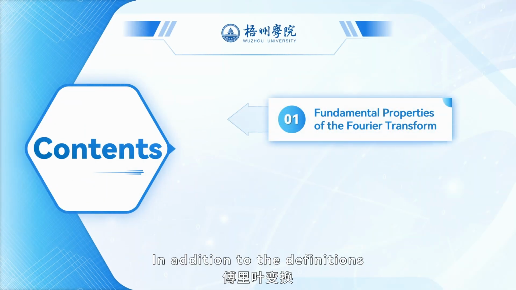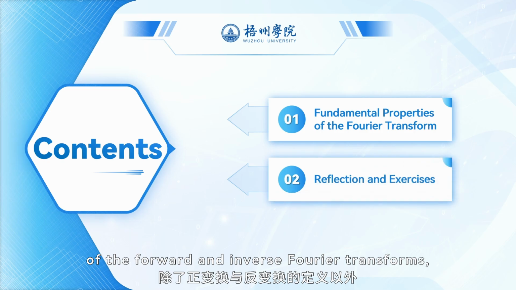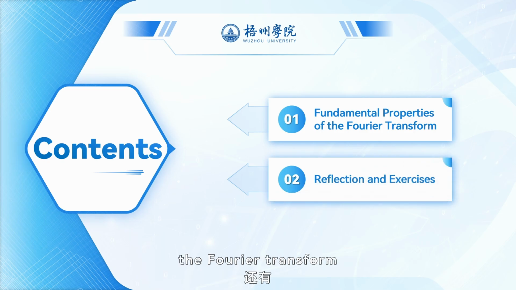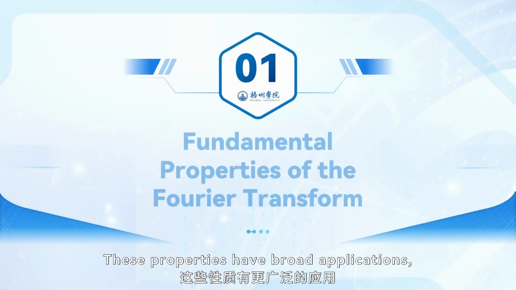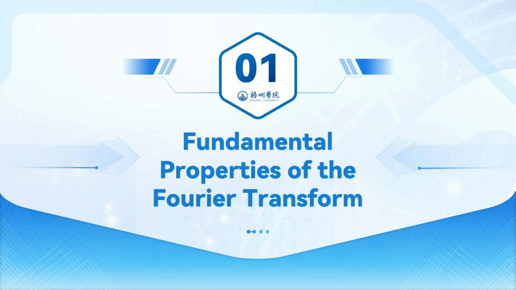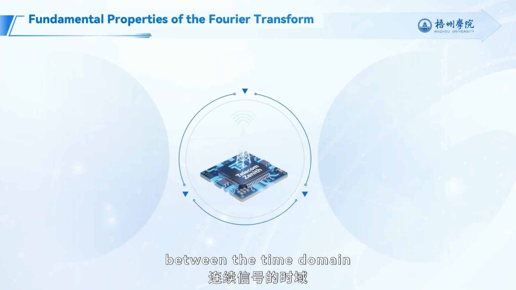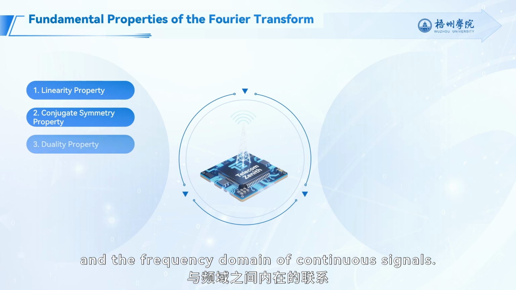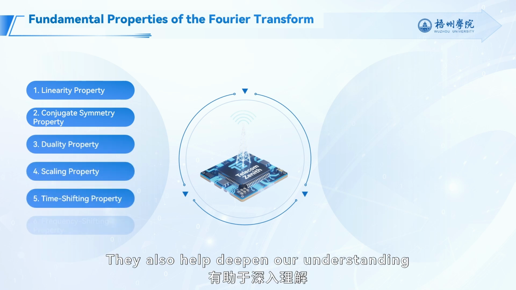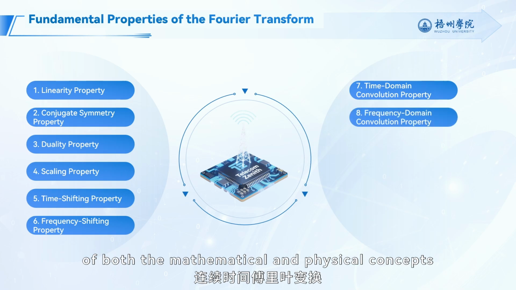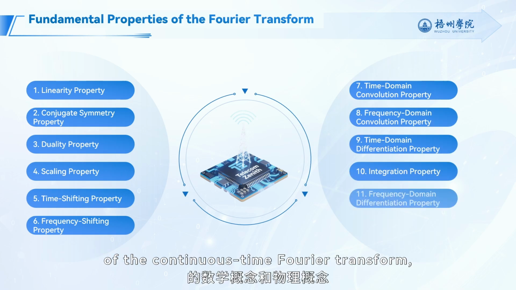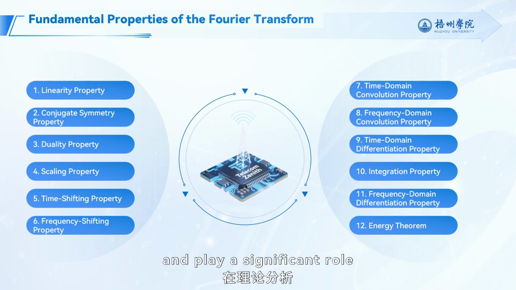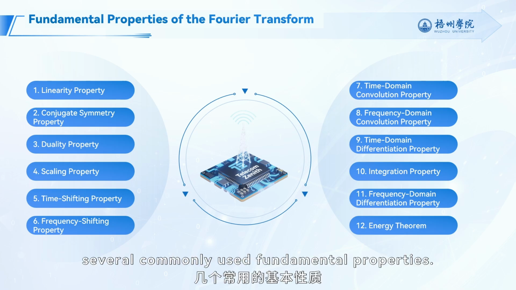In addition to the definitions of the forward and inverse Fourier transforms, the Fourier transform has many important properties. These properties have broad applications, as they reveal the inherent connections between the time domain and the frequency domain of continuous signals. They also help deepen our understanding of both the mathematical and physical concepts of the continuous time Fourier transform, and play a significant role in both theoretical analysis and engineering practice. In what follows, we will discuss several commonly used fundamental properties.